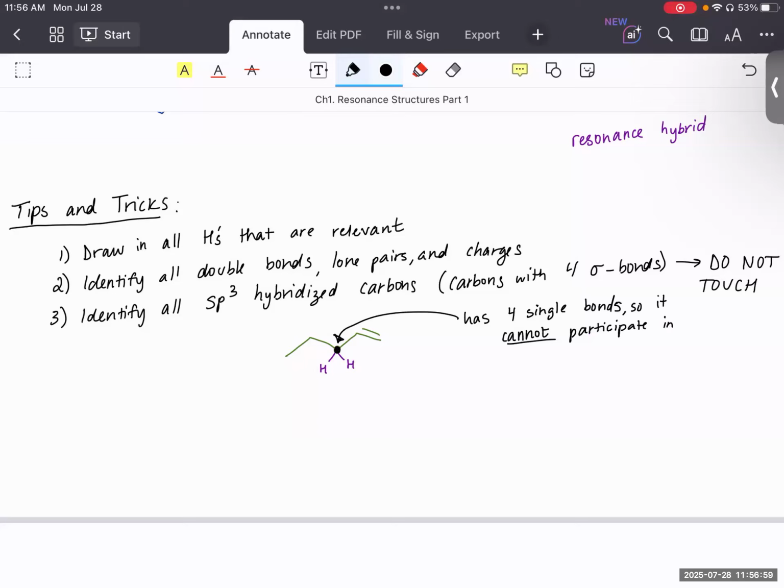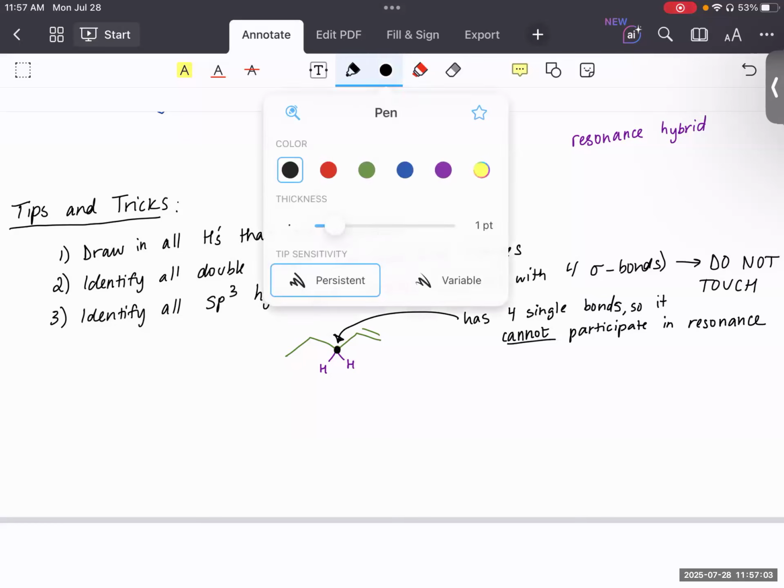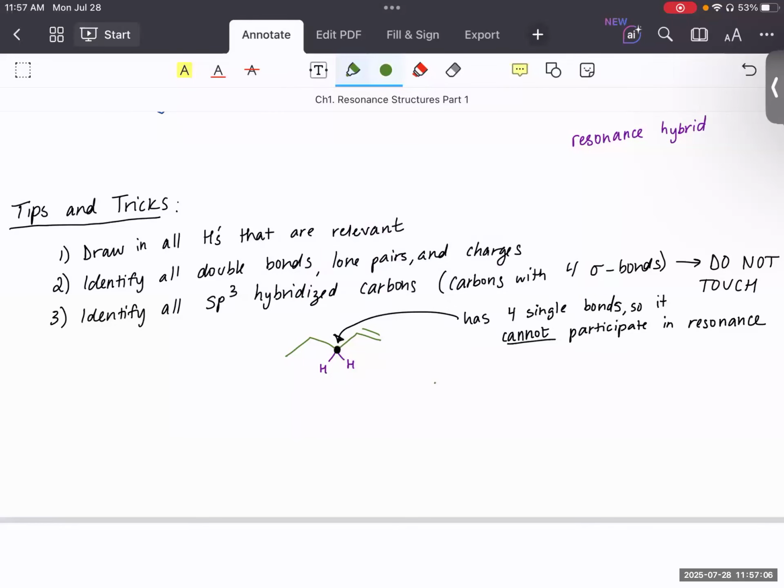And that's because if we were to shift electrons towards it, then we would get something like this. Let's say that we try to move over that double bond here. And then we would end up with having 5 bonds to this carbon. So we cannot do that because we end up with 5 bonds. And we know that 5 bonds would exceed the octet that a carbon has.